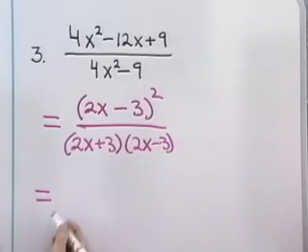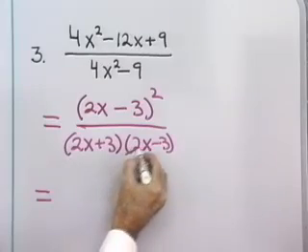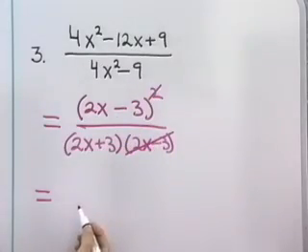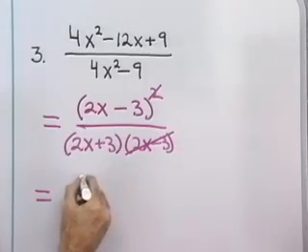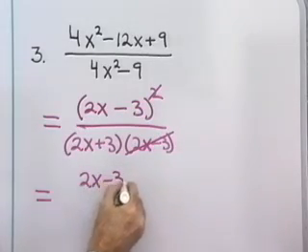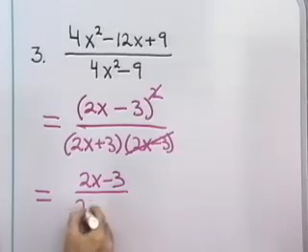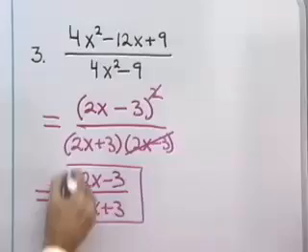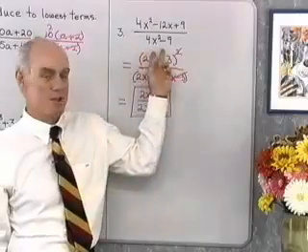So I'm going to divide out the 2x minus 3 in the denominator with one of the factors of 2x minus 3 in the numerator. What's left then in the numerator is 2x minus 3, and what's left in the denominator is 2x plus 3. So that's the reduced form of this rational expression.